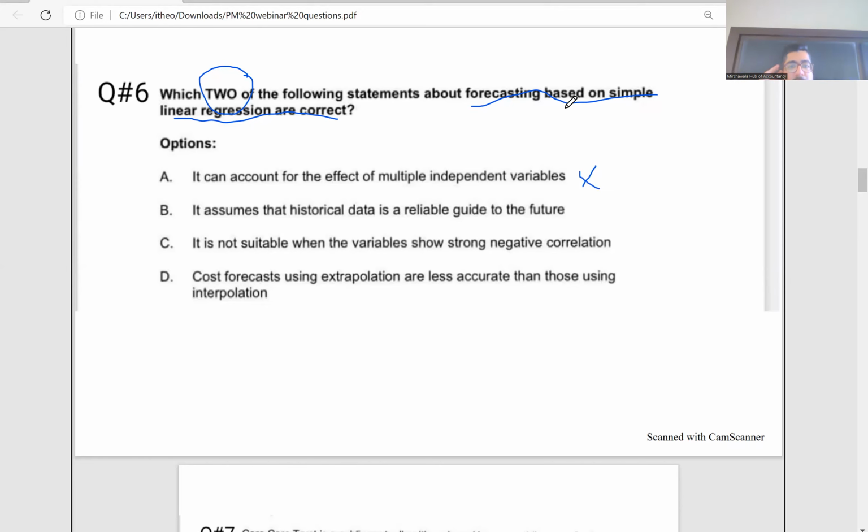You all have studied regression during your classes. Regression can only account for 2 variables, X and Y. It can never account for more than 2 variables. No, only 2 variables can be handled. So it can account for multiple variables: this is wrong. It assumes that historical data is a reliable guide to the future. Correct.